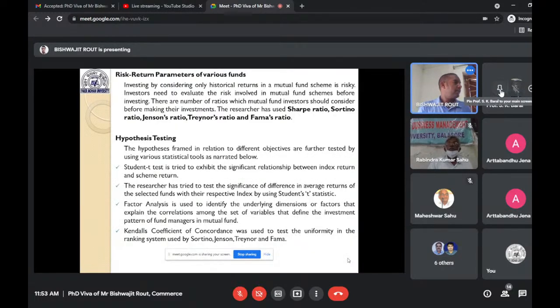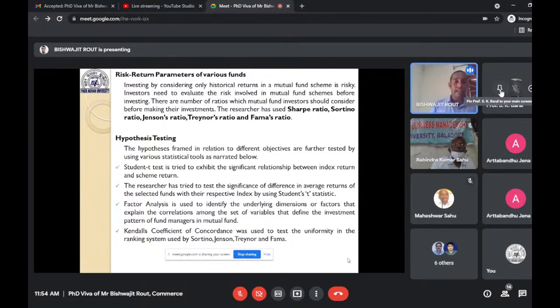So this is, a student T test is tried to exhibit the significant relation between index return and scheme return. And again, the researcher had tried to test the significance of difference in average return of the selected funds with their respective index by using student T statistics.